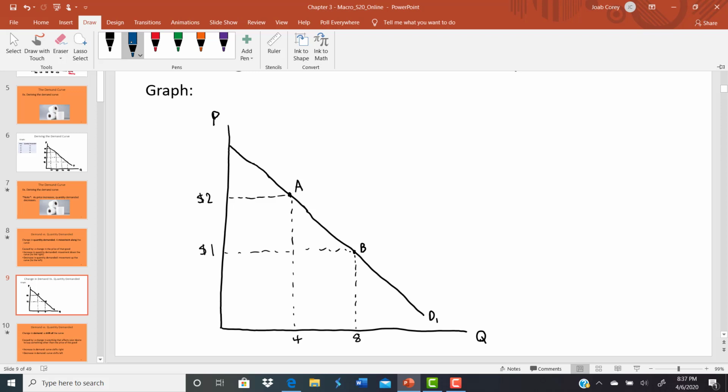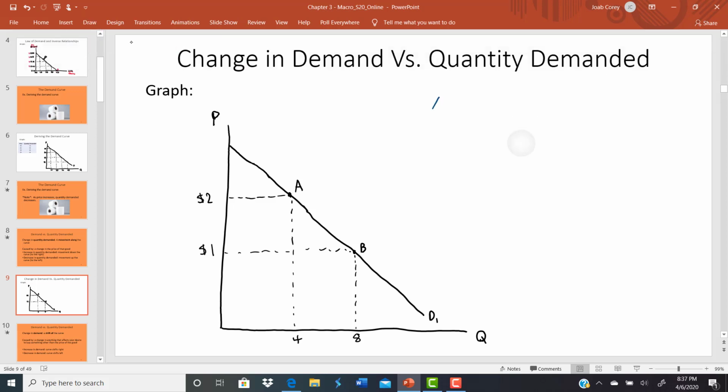Well, as you're going from point A on this curve to point B on this curve, so again, you're going from a point higher on the curve to a point lower on the curve. That's what we call an increase, not in demand, but in quantity demanded, which I'll abbreviate as Q subscript D here. All that means is that you're going to be buying more pickles because the price is lower.